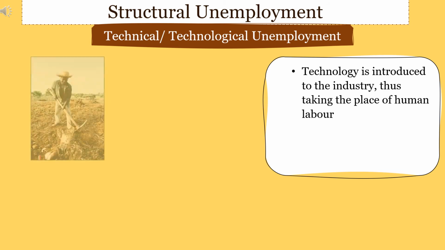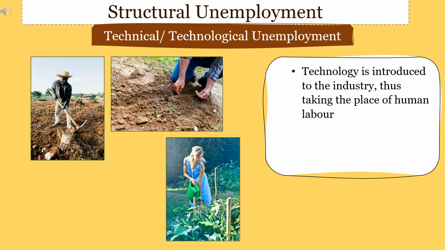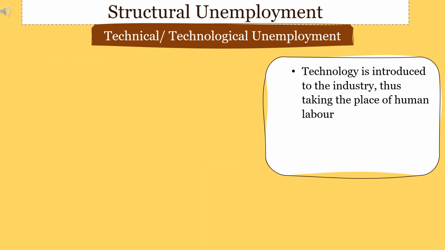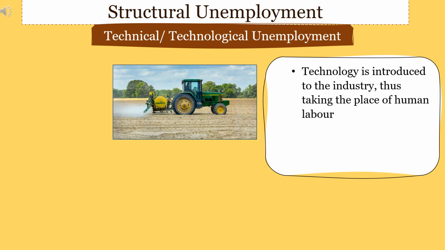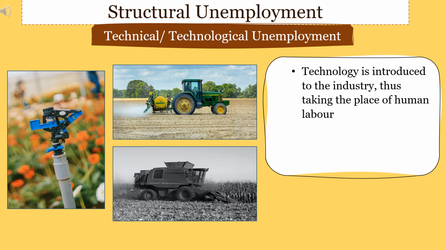Before, human labor was being used to clear the land, to prepare the soil for planting, to water plants, and even to harvest the plants in many instances. However, there is a case where people have been replaced by machines that are able to prepare the land, that are able to water the plants, and that are able to even harvest the crops in some cases.